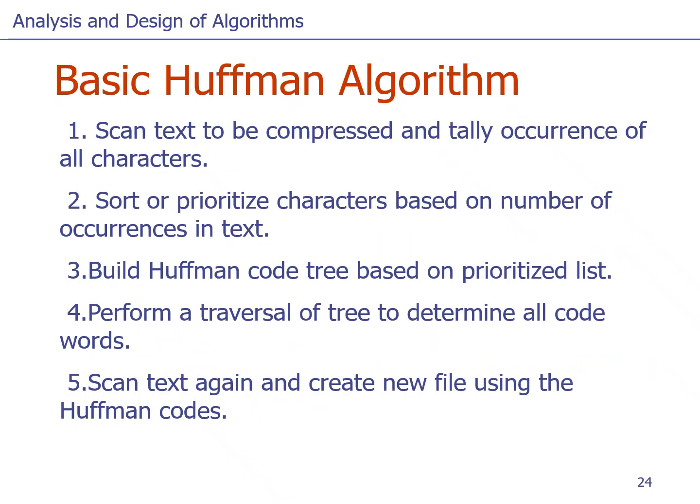So let's trace through the algorithm. I'm going to read it and comment. It says, scan the text to be compressed and tally or count the occurrence of all characters. Next, sort or prioritize characters based on the number of occurrences in text. I've already described these two things. When I look at the text, I will count how many times every letter appears. Next, I'm going to build what's called a Huffman coding tree based on my prioritized list.